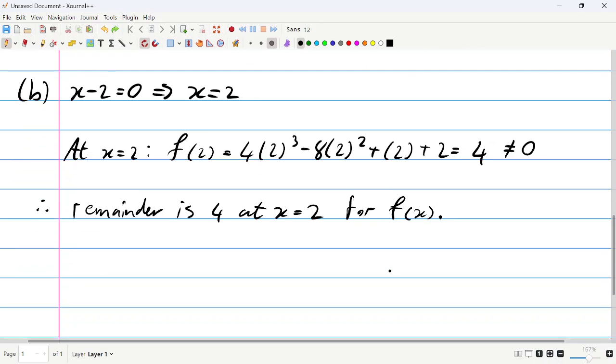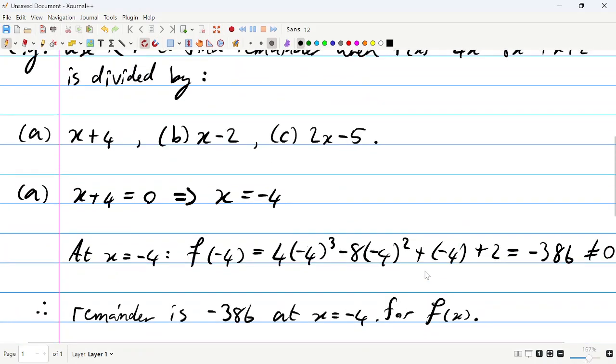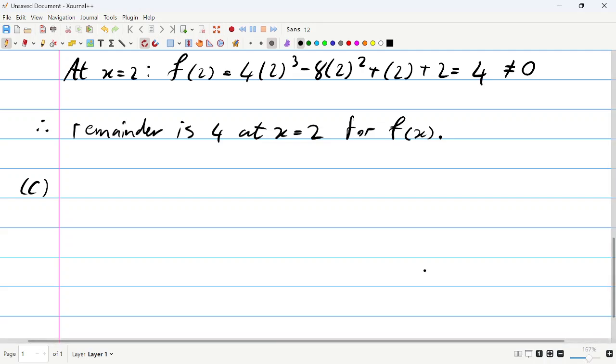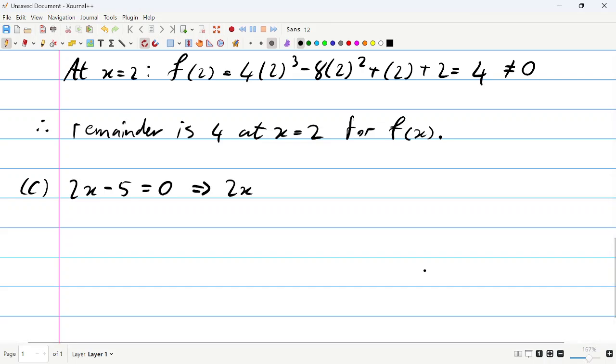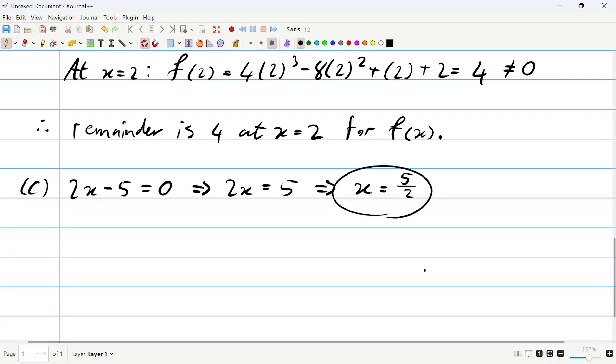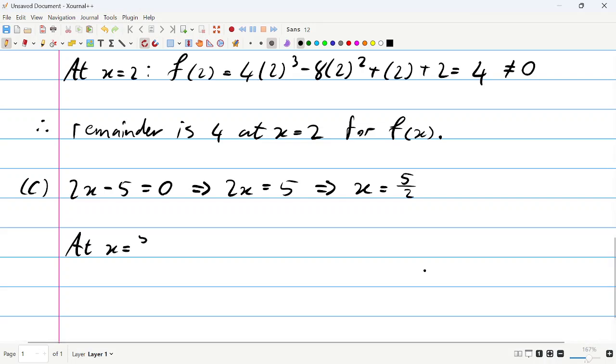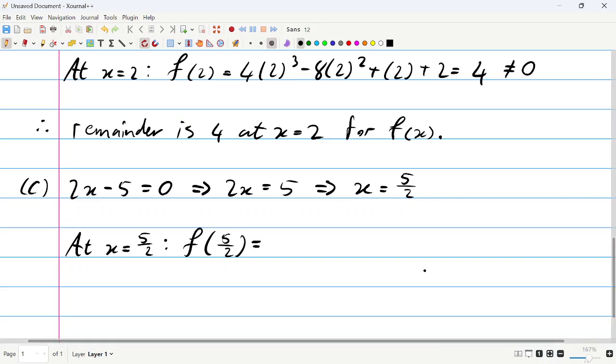And let's do the last one. So number C, what is the root that we're working with? It's going to be 2x minus 5, right? So 2x minus 5 equals 0 implies to us that we're going to have 2x equals positive 5, and then divide both sides by 2, x is equal to 5 over 2. Therefore, we're working at x equals 5 over 2. And what are we going to do? At x equals 5 over 2, f of 5 over 2 is just equal to, basically we're going to plug it in again.